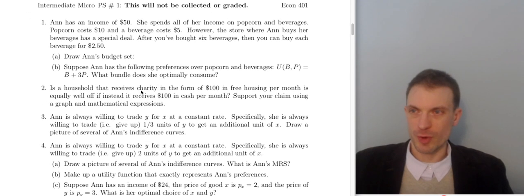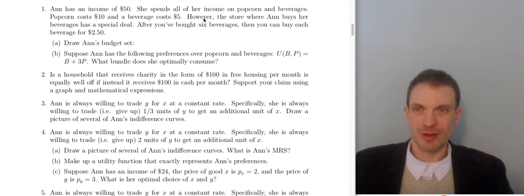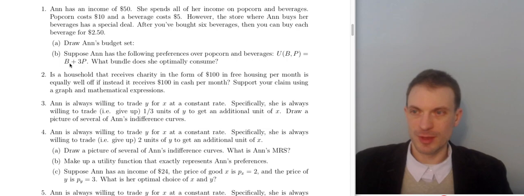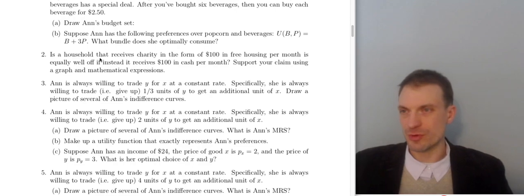So for the first one, Anne has an income of $50, spends her income on popcorn and beverages. Popcorn costs $10, beverage costs $5. The store where Anne buys the beverages has a special deal. After you buy 6 beverages, you can buy each beverage for $2.50. Draw Anne's budget set. Suppose the following preferences exist for Anne, where beverages and popcorn enter into the utility, where 1 beverage plus 3 popcorn is Anne's overall utility. What's the optimal bundle? And I'll read through the rest later on.